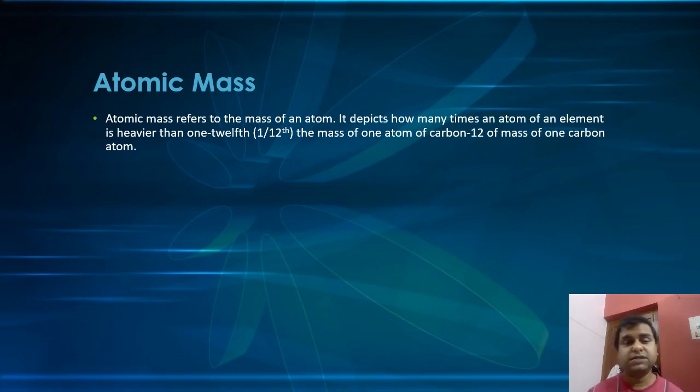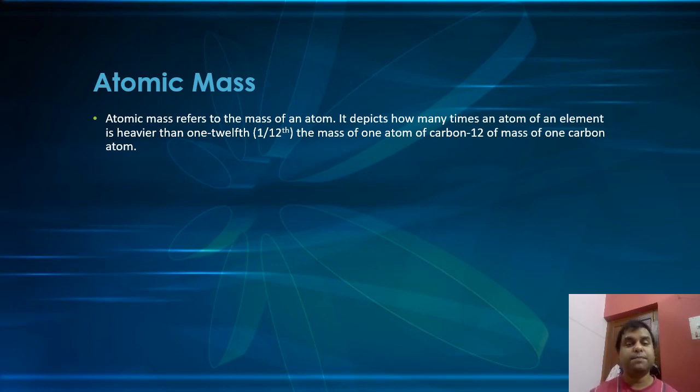So atomic mass refers to the mass of an atom. And what exactly is it? It depicts how many times an atom of an element is heavier than 1/12 the mass of one atom of carbon.